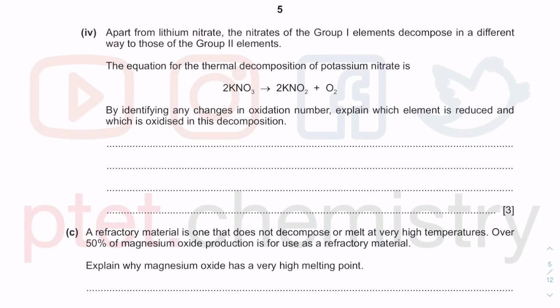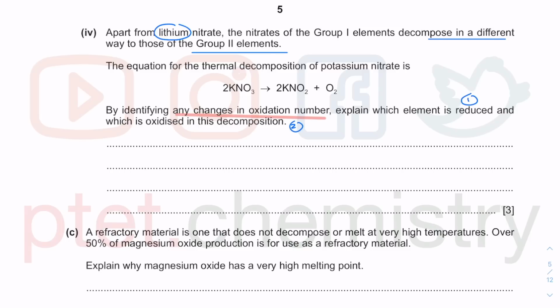The next bit of the question, apart from lithium nitrate, the nitrates of group 1 elements decompose in a different way. So the lithium nitrate behaves similarly to the nitrates of group 2 elements. So this is potassium nitrate, so it behaves differently from the group 2 nitrates. By identifying any changes in oxidation number, explain which element is reduced and which element is oxidized.